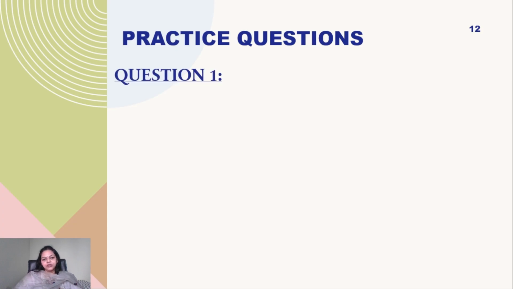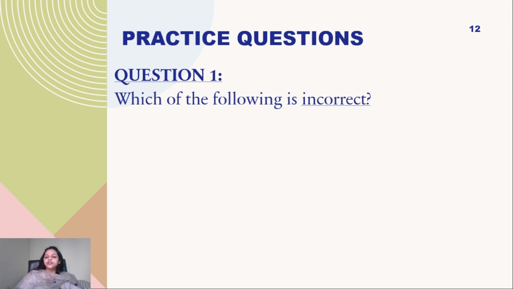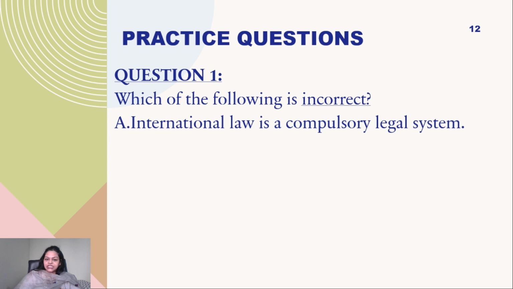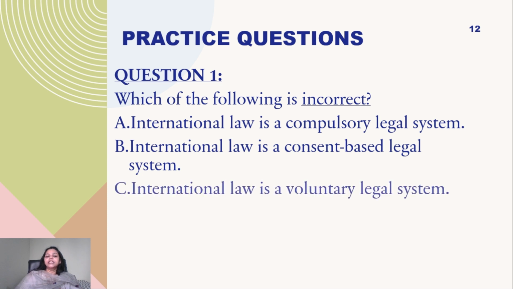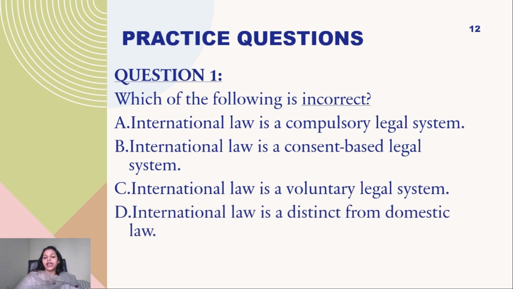Let's start with question number 1. Which of the following is incorrect? Option A, international law is a compulsory legal system. B, international law is a consent-based legal system. C, international law is a voluntary legal system. And D, international law is distinct from domestic law. So what do you think should be the right answer based on our discussion?